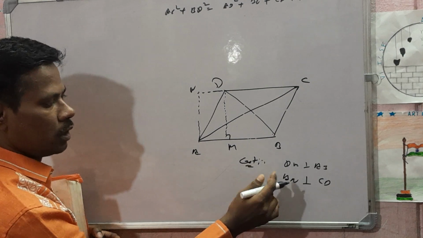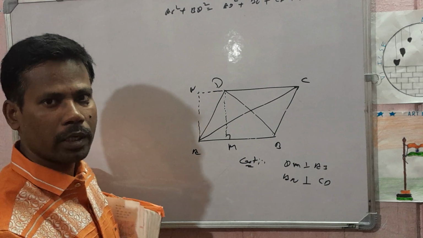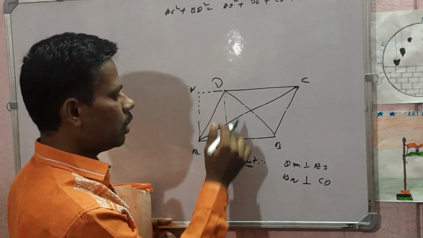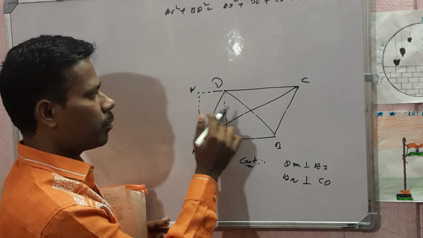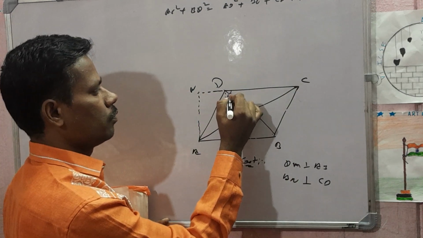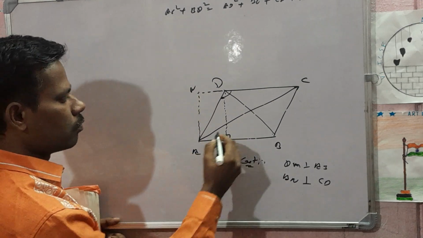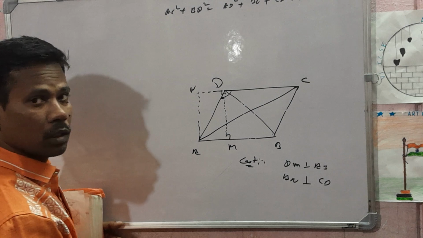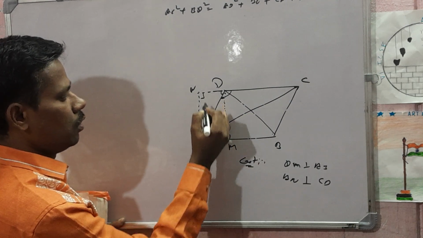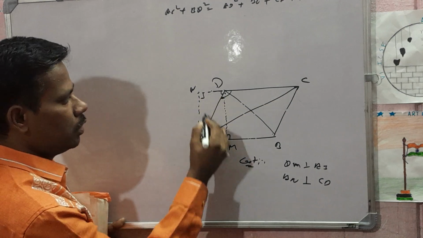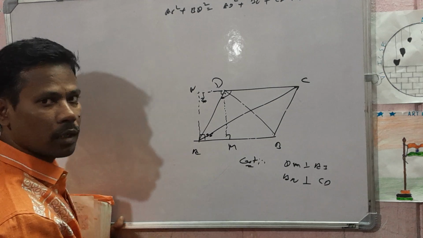Already I said, without construction you cannot do this problem. Since we are at the end of the session, I am explaining a little bit fast. So DM is perpendicular to AB and AN is perpendicular to CD. Right? Therefore, see here. What can we say is, this is parallel to this, right? So this is 90 degrees. So this also will be 90 degrees, right?